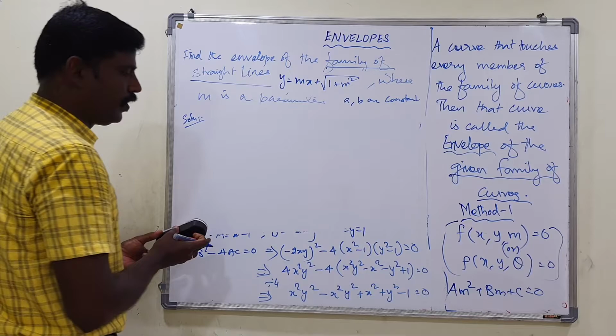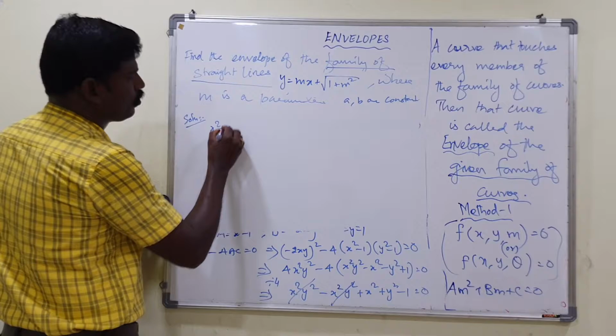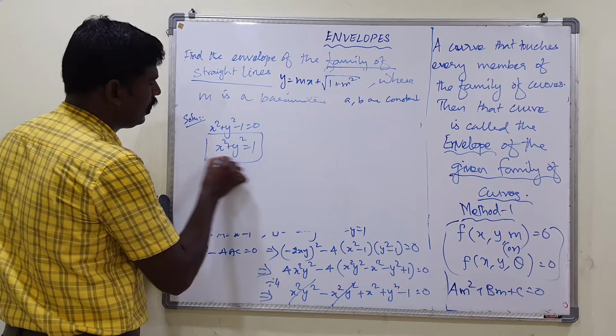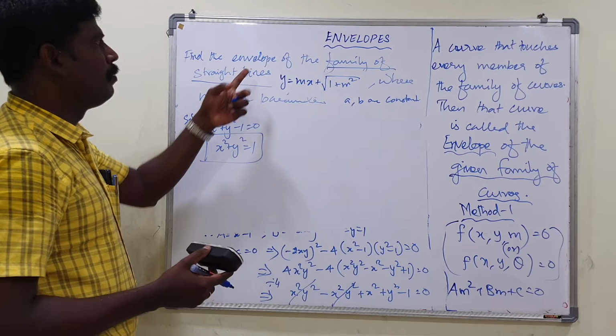Simplified it. We can cancel this x square with minus x square. So what you will get? x square plus y square minus 1 equal to 0. So x square plus y square is equal to 1 is the envelope of the given family of these straight lines, right? What do you mean by envelope? A curve that touches all the members of this family, isn't it?